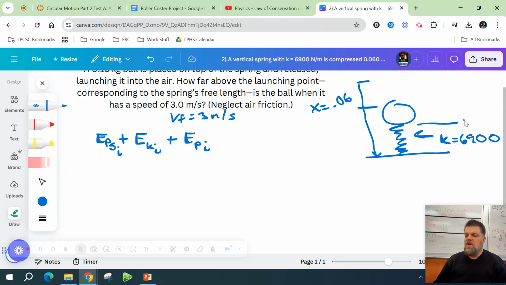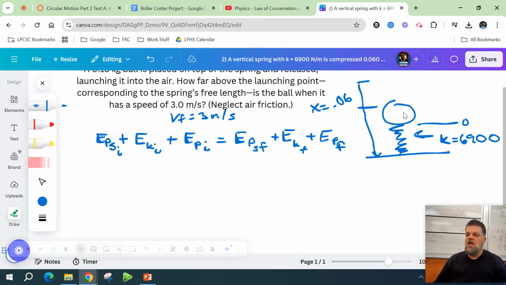So I might make this 0 meters. Okay? But this is the initial stuff. And because I'm neglecting air friction, my final stuff, whatever I have, is going to have to add up. So I've got my spring potential energy final plus my kinetic energy final plus my potential due to gravity final. Okay?